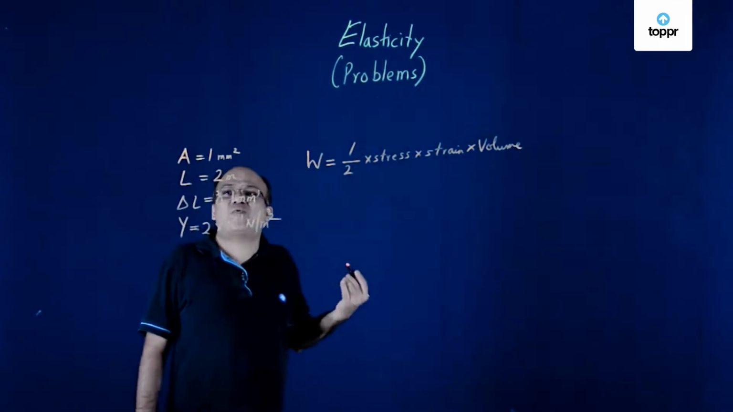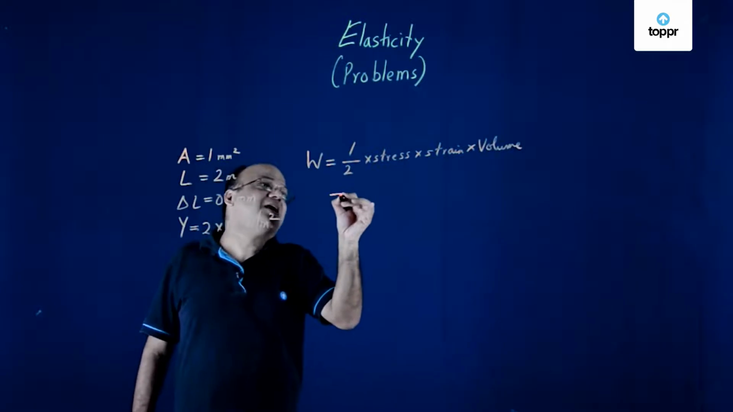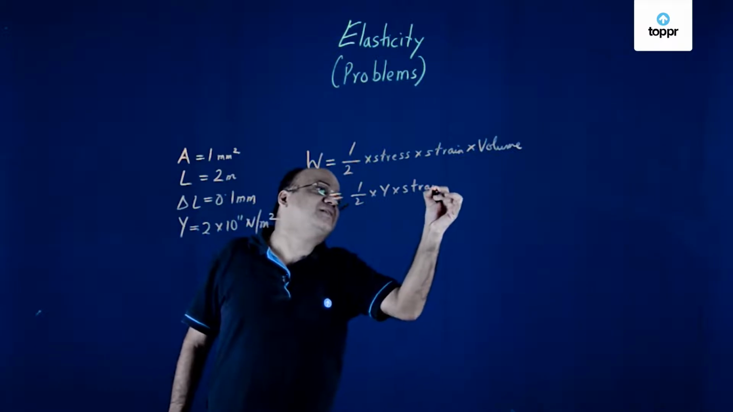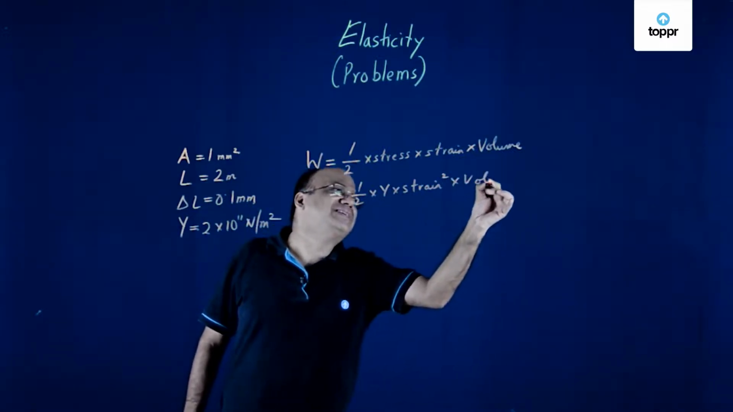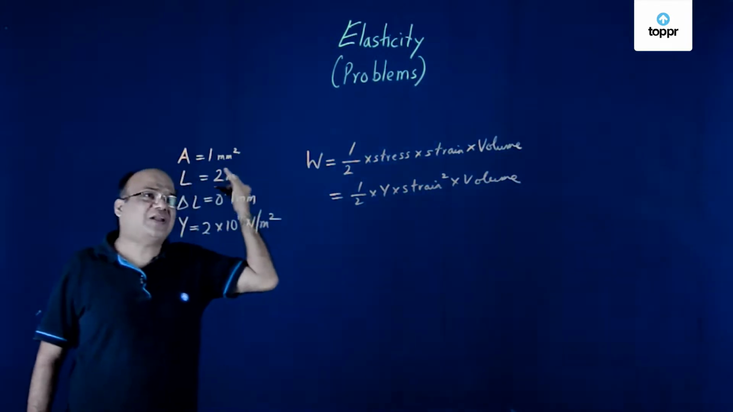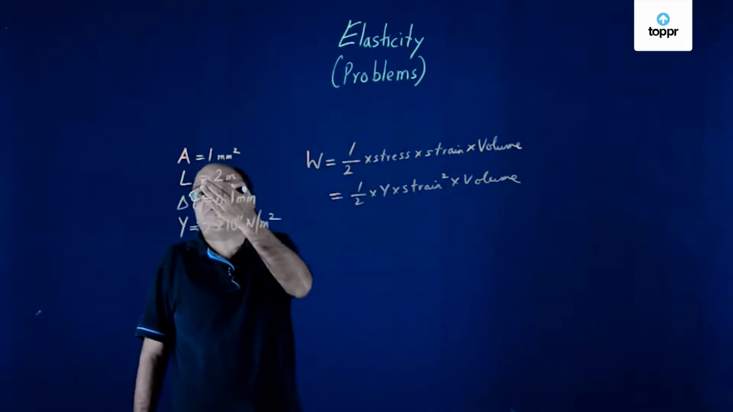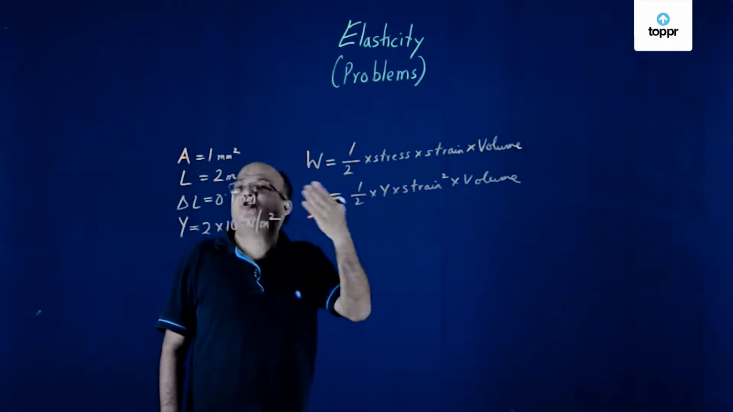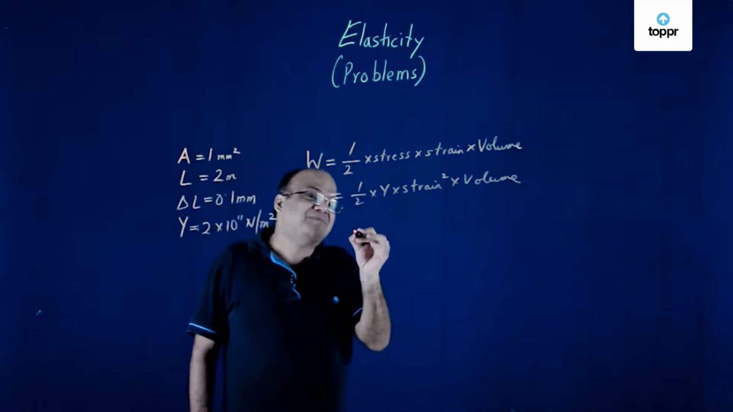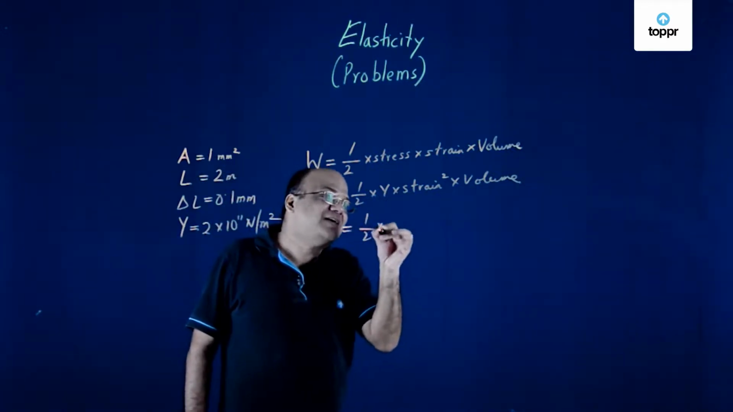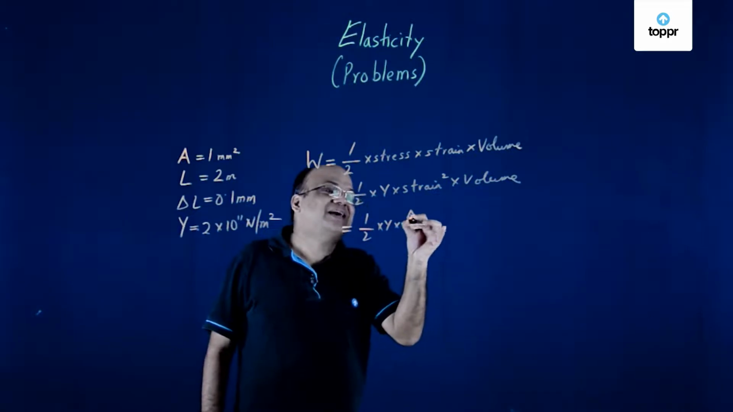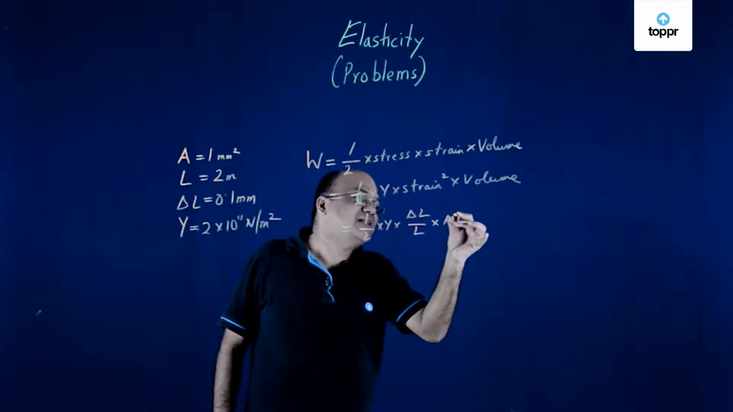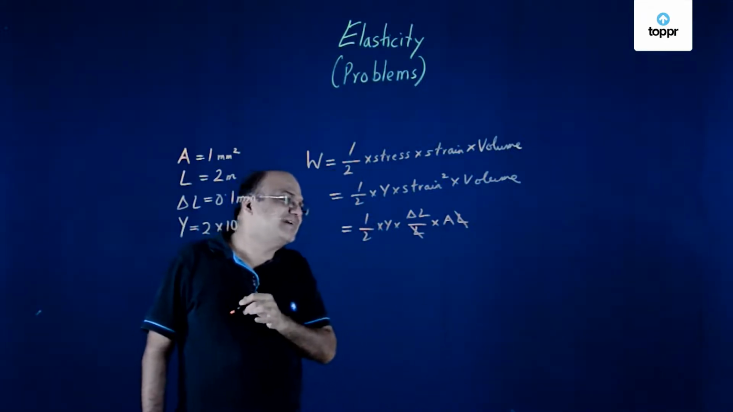What is stress? Y into strain. So this will become half into Y into strain square into volume. Right? So this is the formula. Now, Y we know, right? Strain is delta L by L. That also is given. And volume is A into L. So very easy. So half Y, strain is delta L by L, and volume is A into L. So L gets cancelled. Right?